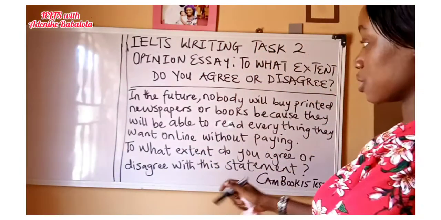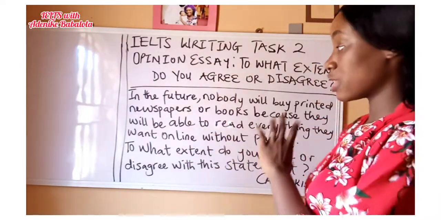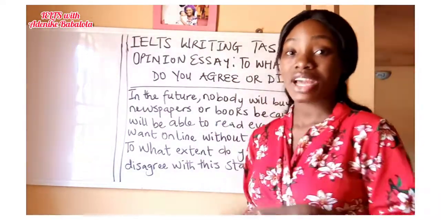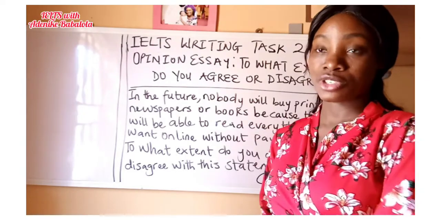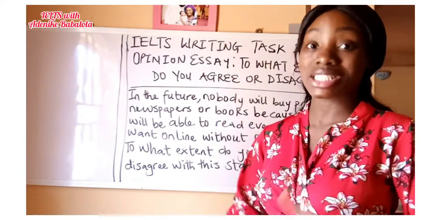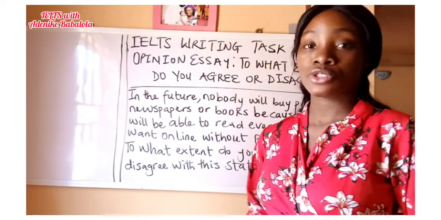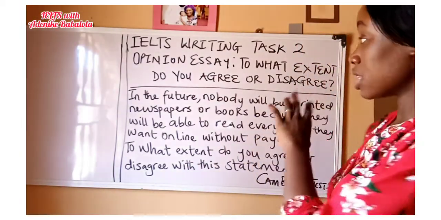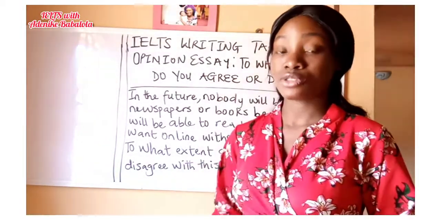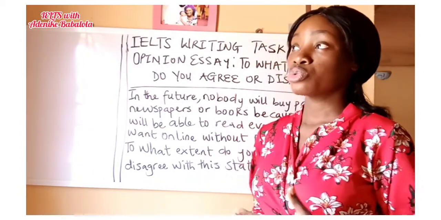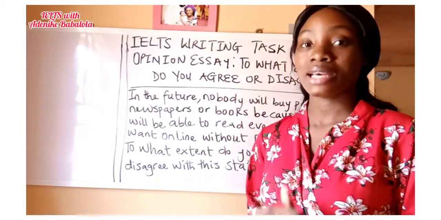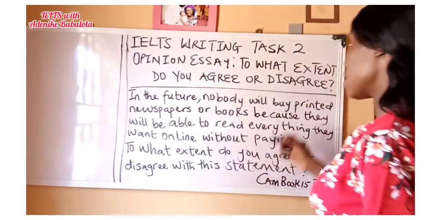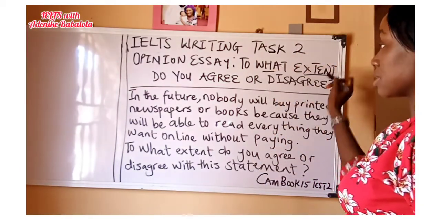Now let's look at the question. For the IELTS Writing Task 2, you find that many people struggle with this kind of question because people think that you have to stay on one side and just support that side. But the way it works in the IELTS Writing Task 2, especially this question that says to what extent do you agree or disagree, you cannot just take one side, because the question says to what extent.